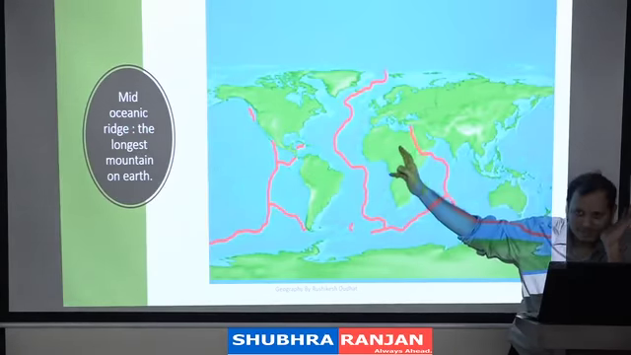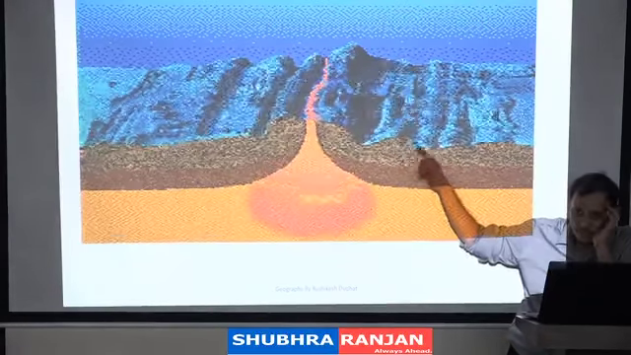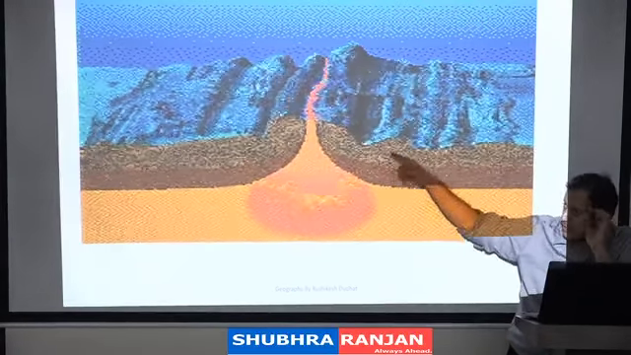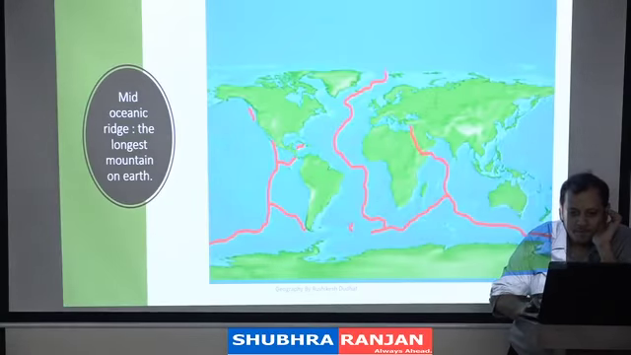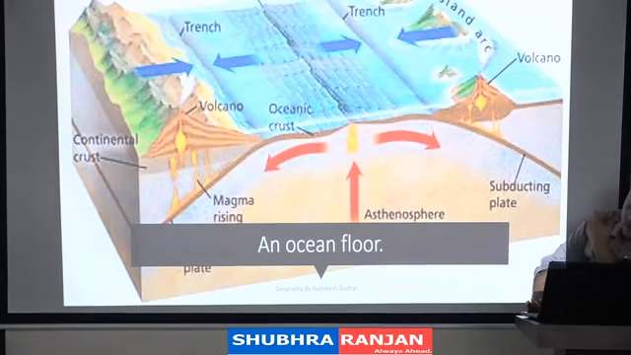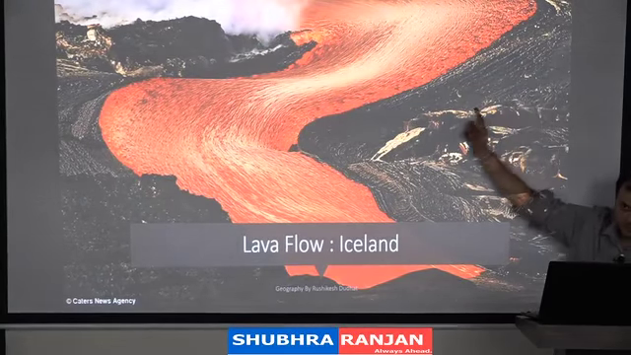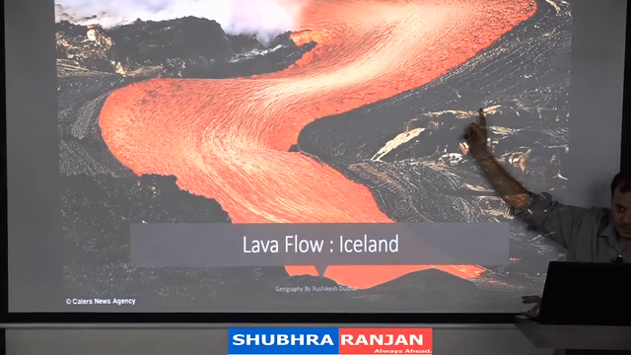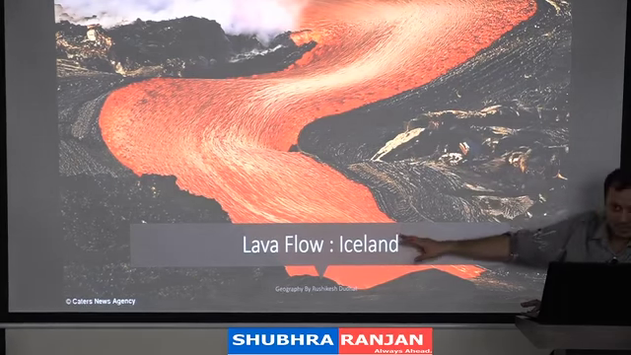Mid-oceanic ridge is the biggest mountain system on the earth. We have also seen how the mid-oceanic ridge operates. This is what is continuously occurring along the sea floor. Fine with this? Now this is how the basic lava is flowing. Understanding? So this is an example of a basic lava flow, Iceland.